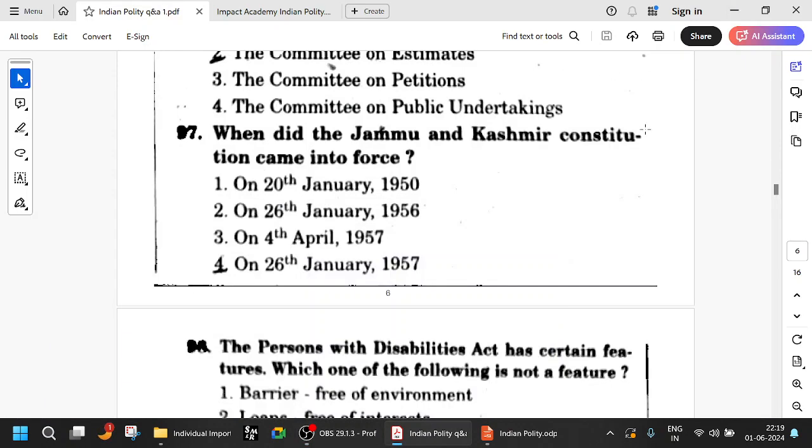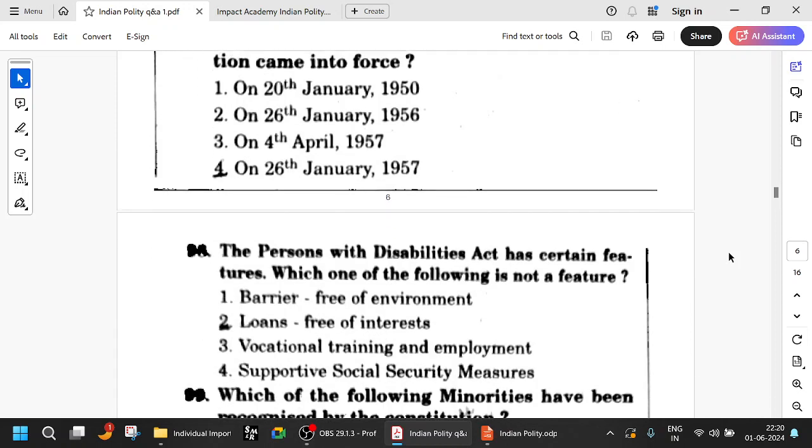So, when did the Jammu and Kashmir Constitution come into force? On 26 January 1957. Okay, so in 1950, in general, the Constitution came into force, right? And later, on 26 January 1957, the Jammu and Kashmir Constitution also came into force.